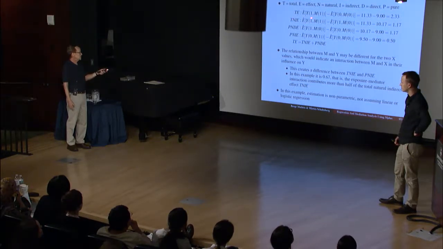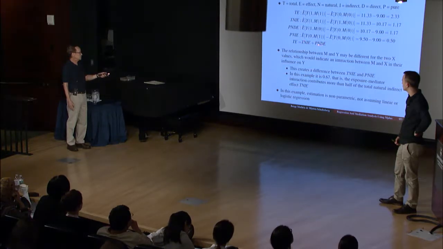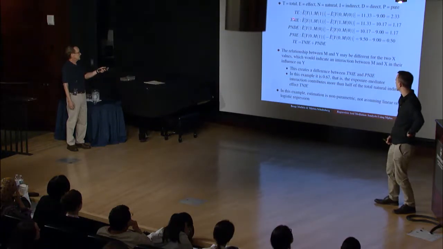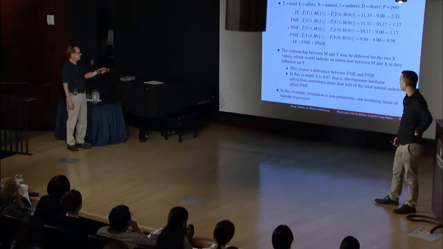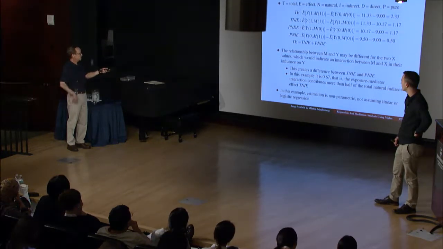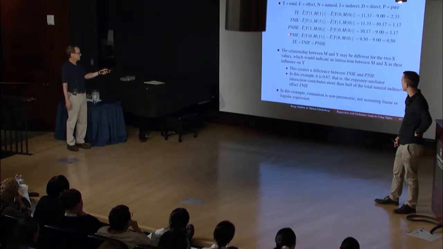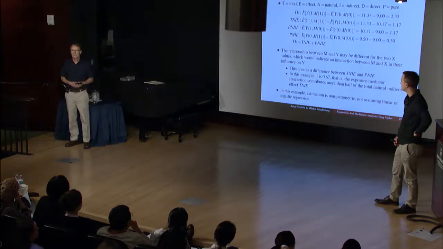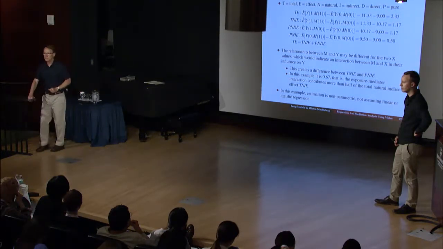TNIE and PNIE plus PNDE add up to the total. So I focus on TNIE and PNDE. Those two, that's the only thing I bother with, really. Well, maybe the total too. If you want to exclude the XM interaction, then you look at PNIE. Does that help? Okay. Next question.